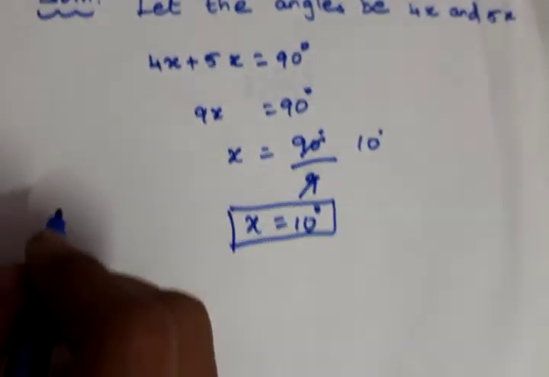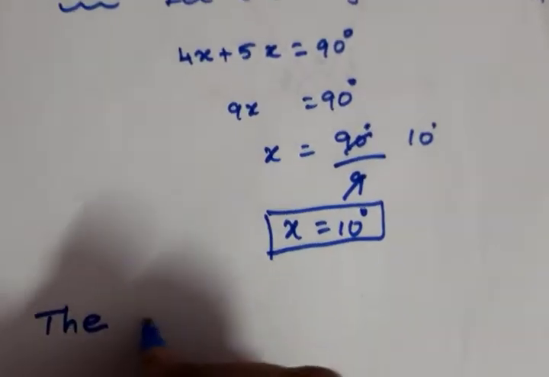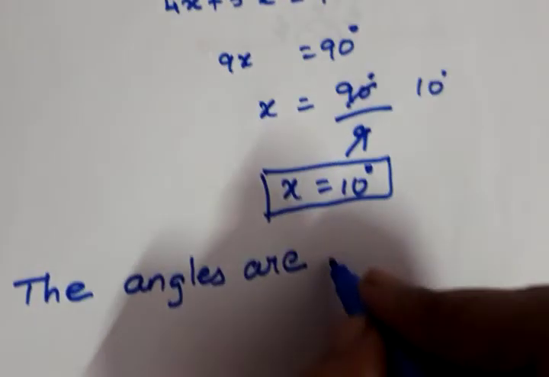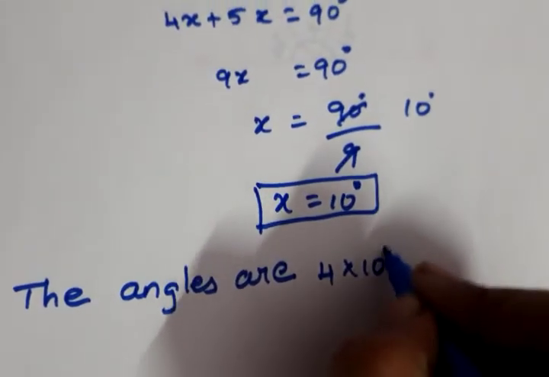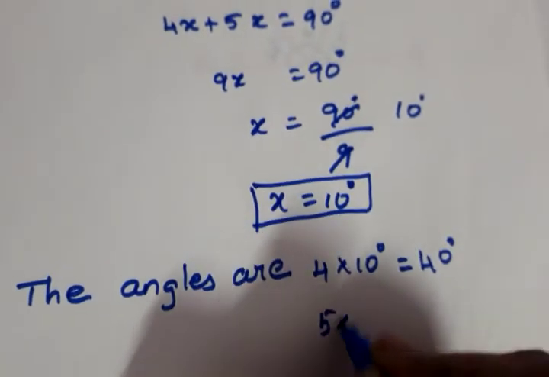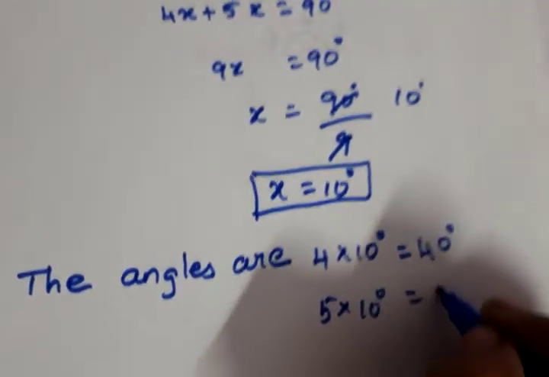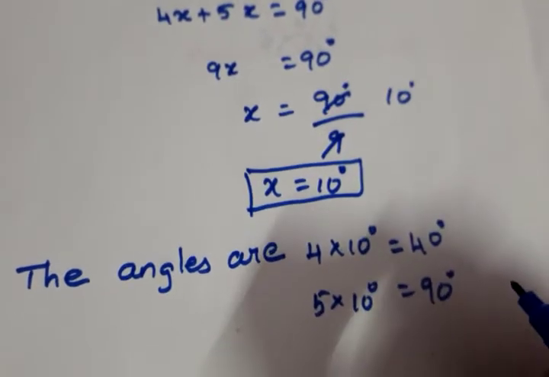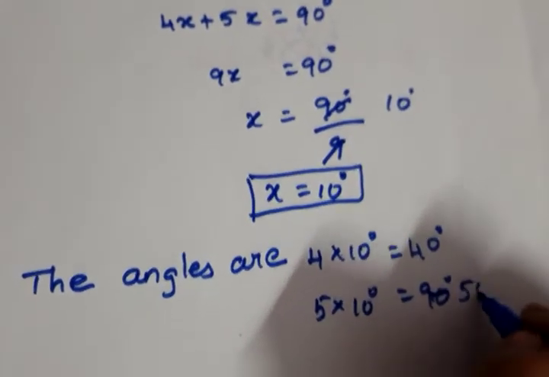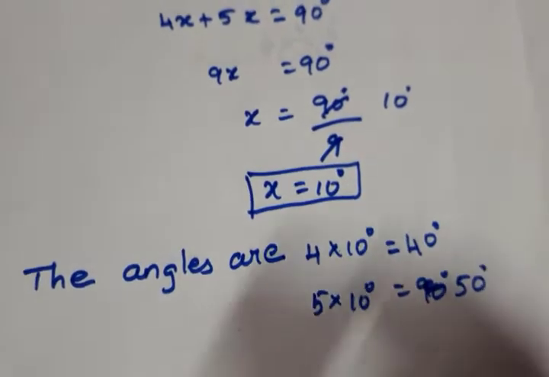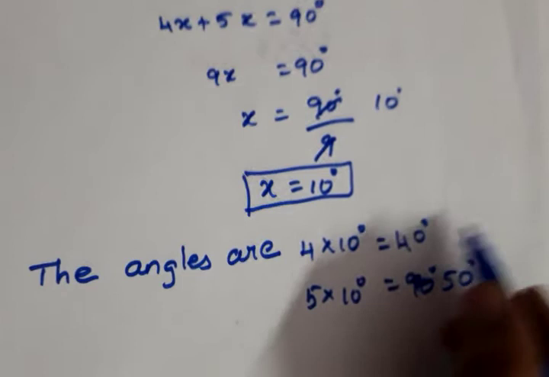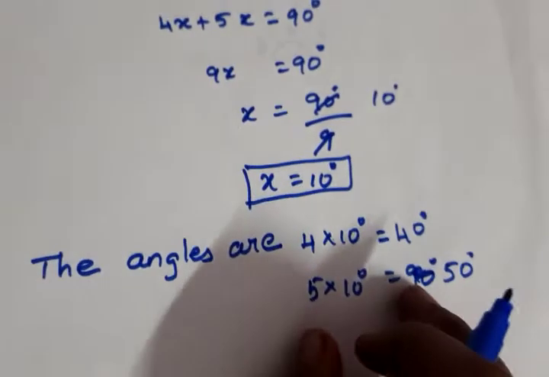Then next substitute the value of the angles. 4 into x degree equal to 40 degree. Then 5 into 10 degree is equal to 50 degree. So we got a value 40 degree, 50 degree. 4 times 10 are 40 degree and 5 times 10 are 50 degree. So add it, 90 degree. So complementary angle is 90 degree.